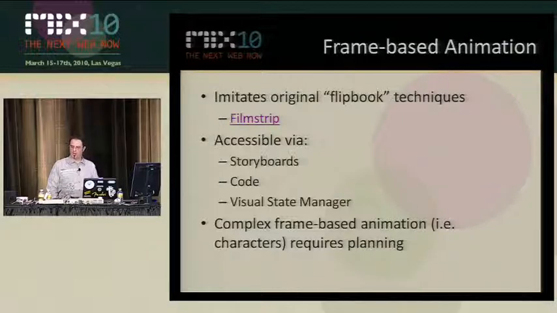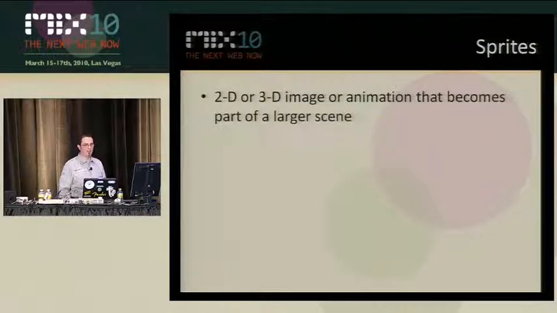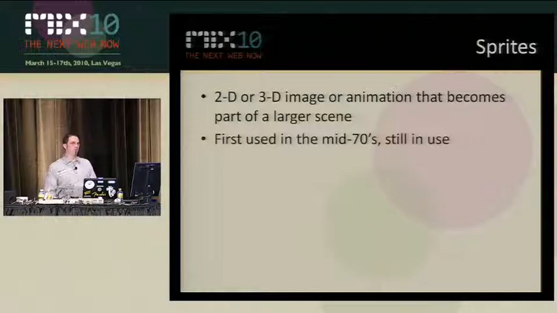So the most common way that you would think of a frame-based animation is in the context of probably a game sprite. Inside of a game, pretty much anything can be considered a game, but for the purposes of my discussion, I'm going to say that a sprite is a 2D or 3D image or animation that becomes part of a larger scene. They were first used in the mid-'70s. They're still in use today. Otherwise, I wouldn't be talking about them.